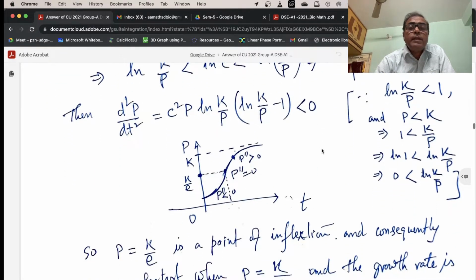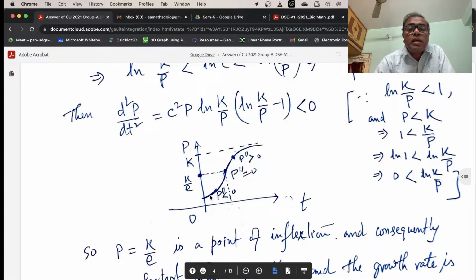Thus, we get the graph. The horizontal axis is the t-axis, the time axis, and the vertical axis is the p-axis, the density of population, and this k is the carrying capacity, and this point is k by e, and this is the graph of the solution p with respect to t. And so at this point k by e, p double dash equal to 0, the second order derivative is 0 for p equal to k by e.